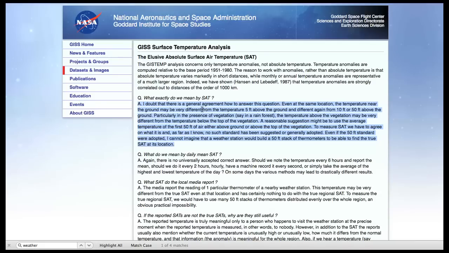particularly in the presence of vegetation, say in a rainforest. The temperature above the vegetation may be very different from the temperature below the top of the vegetation. A reasonable suggestion might be to use the average temperature of the first 50 feet of air either above ground or above the top of the vegetation. To measure surface air temperature, we have to agree on what it is, and as far as I know, no such standard has been suggested or generally adopted. Even if the 50-foot standard was adopted, I can't imagine that a weather station would build a 50-foot stack of thermometers to find the true surface air temperature at its location.